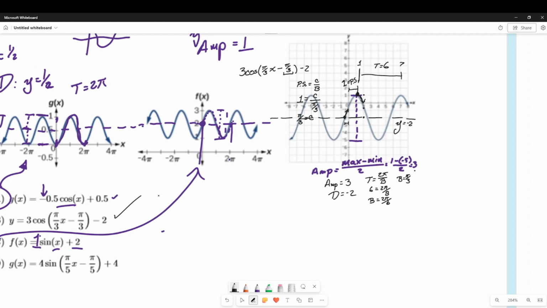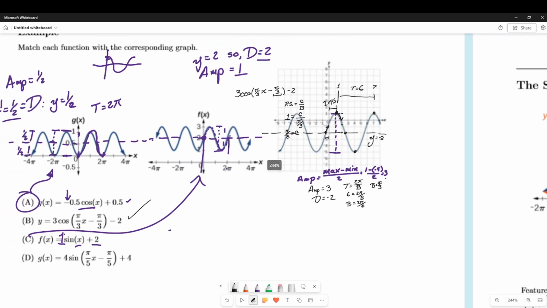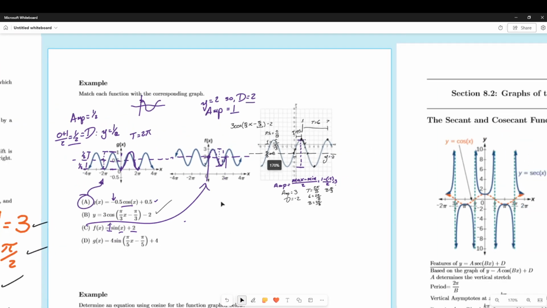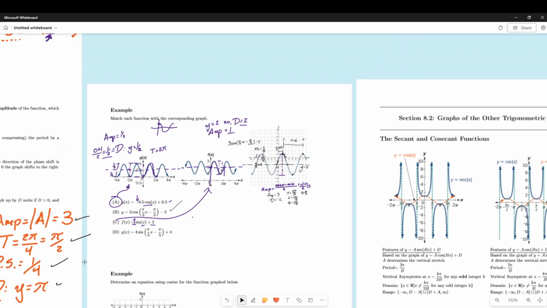So given a graph, if we can figure out a couple of points on it, and generally we look for maximums and minimums because they stand out, but maximums and minimums are centers, we can determine amplitude, lift, phase shift, compression factor, all of it, and come up with what our equation has to be. And there are a lot of applications in modeling where we do exactly that.